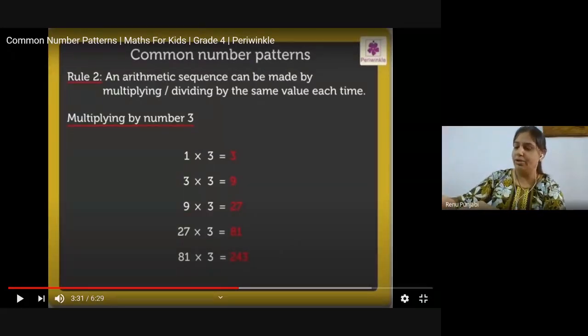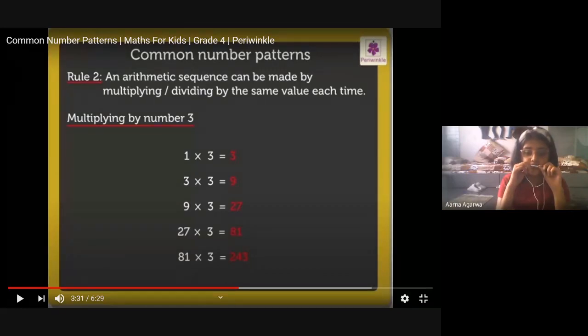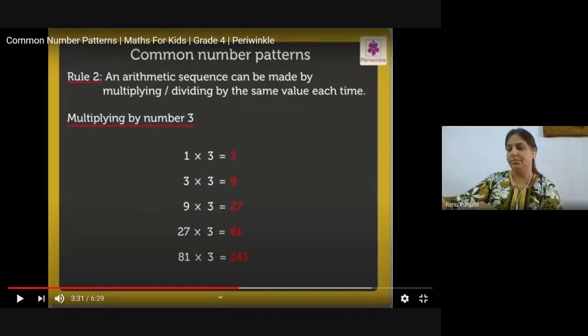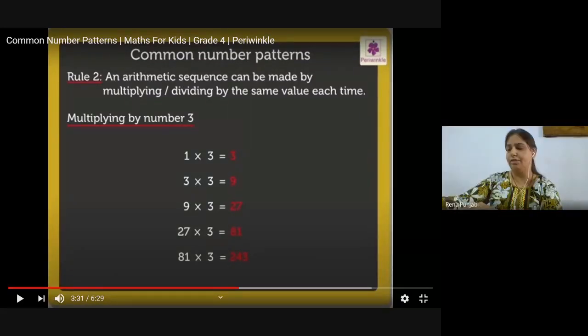1 multiplied by 2 equals 2. Then 3 multiplied by 2 equals 6. Then 5 multiplied by 2 equals 10. So can you see what is the gap in between these numbers?